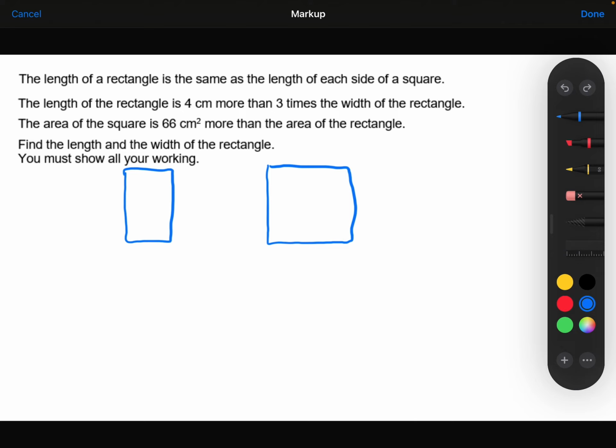The length of the rectangle is 4 centimetres more than 3 times the width of the rectangle. So 3 times the width here plus 4 is the length. Right, if I call the width x, then 3 times the width, 3 times x, plus 4 would be the length. So just to repeat those key steps, I've called the width x, which allows me to then say that the length is 3 times x plus 4.